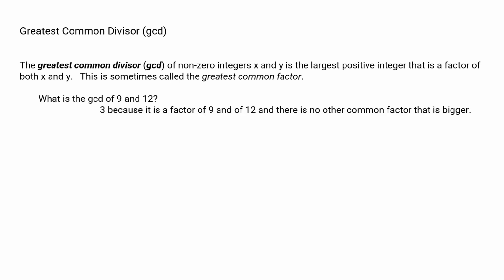If I asked you what is the GCD of 9 and 12, we'd be looking for some number that's a factor of both of those, and that's the largest factor of both of those. So 3 is a factor of 9 and 12. And we could think, yeah, that's true, but is there a number bigger than 3 that's also a factor of 9 and 12? But there would not be. So we would say that 3 would be the GCD.